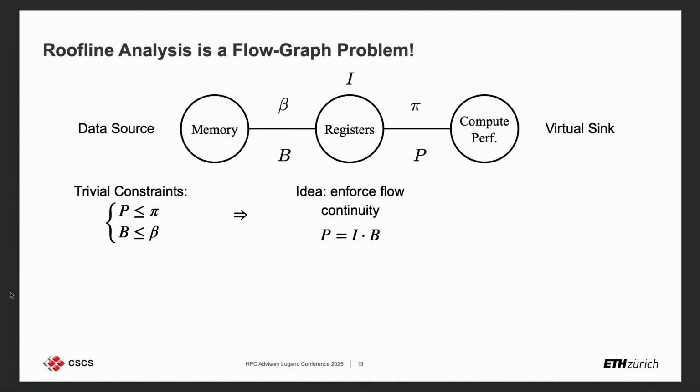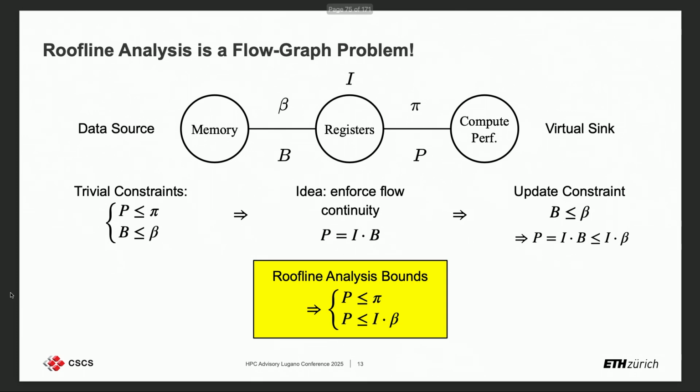Now, what we can do here is update the second constraint in our system and say, okay, we know that B is smaller or equal to beta, so if P is equal to I multiplied by B, then P must also be smaller than I multiplied by beta, right? And if you combine everything, this is exactly what roofline analysis tells us. So this is an equivalent formulation of the roofline analysis problem.